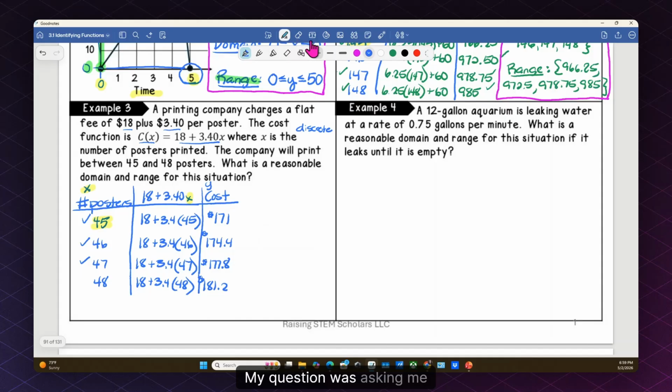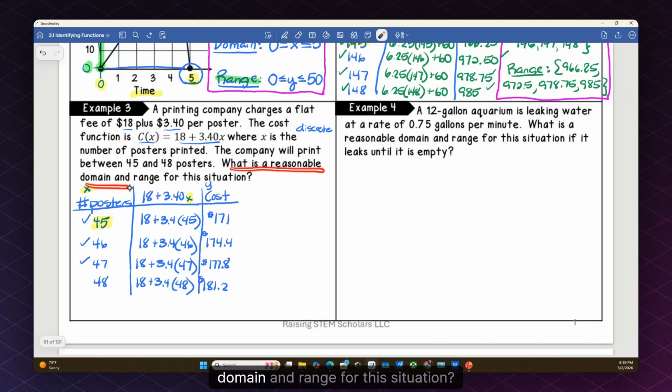My question was asking me, what is the reasonable domain and range for this situation? When it says that, it's asking what are the possible values of x and what are the possible values of y. We just found those. The x can be between 45 and 48, so my x can be this or this or this or this. And my y can be this or this or this or this. Those are the only choices, and that's what we calculated.